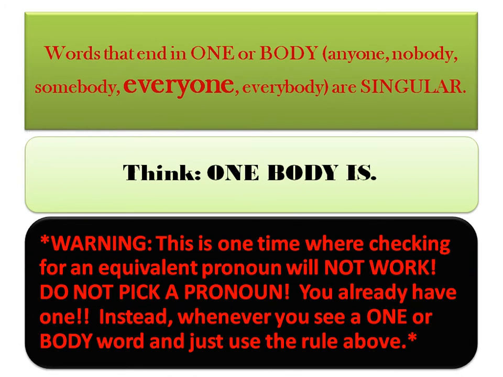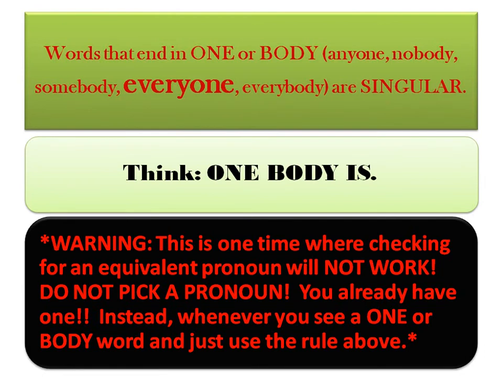The next rule is to remember that words that end in one or body, like anyone, nobody, somebody, everyone, or everybody, are singular. Think about this. One body is. If it ends in one or body, it behaves the way the pronoun would if you took the third person singular, which always gets is. One body is. Warning. This is one time where checking for an equivalent pronoun will not work. Do not pick a different pronoun. You already have one. Anyone, nobody, somebody, everyone, and everybody are already pronouns.